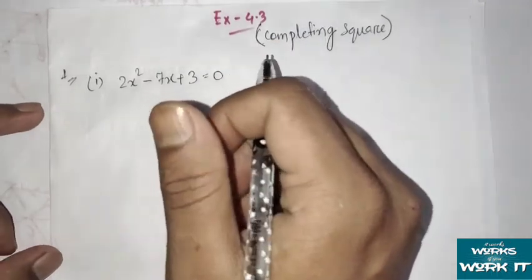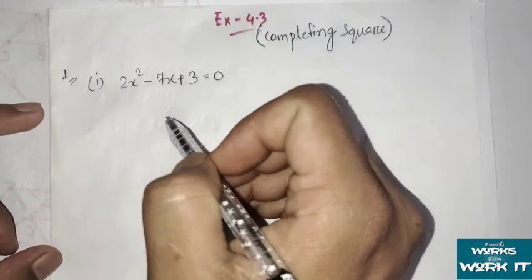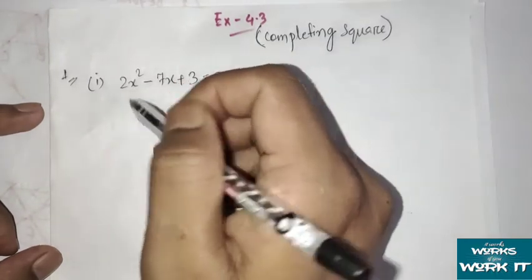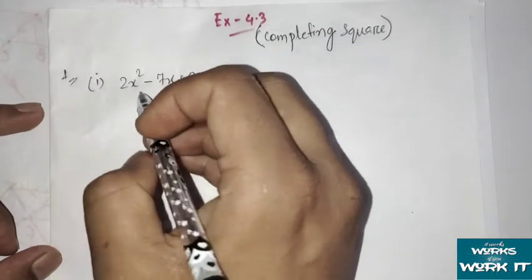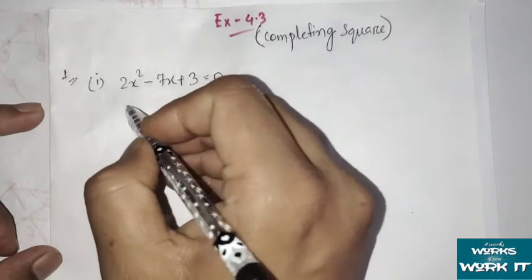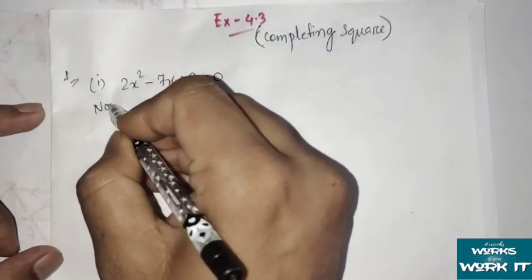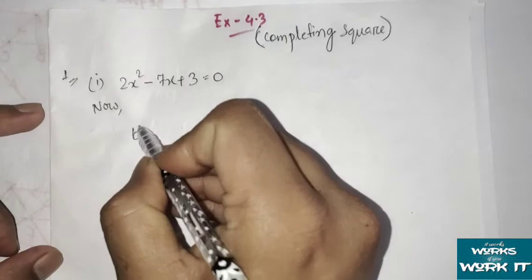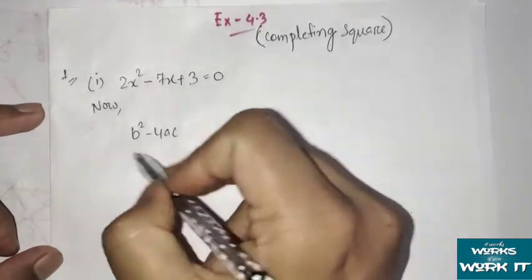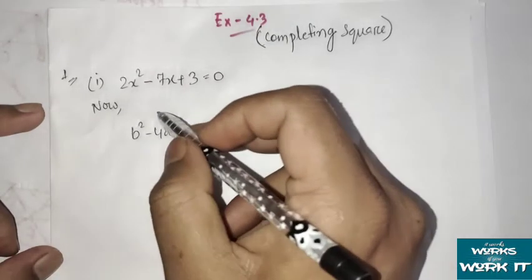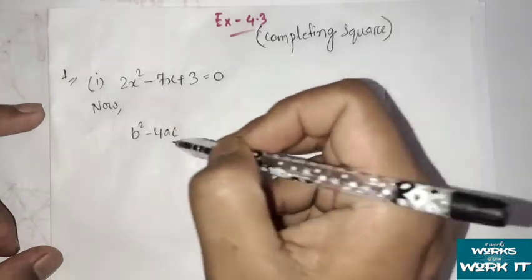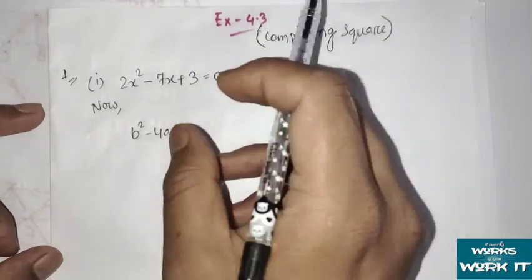So for that we need to go towards the nature of the roots, and I have already explained about the nature of the roots, how to find out. We have to pick up the discriminant. Okay, discriminant, that is b square minus 4ac, and from here we will be able to find out whether the equation has the roots or not.